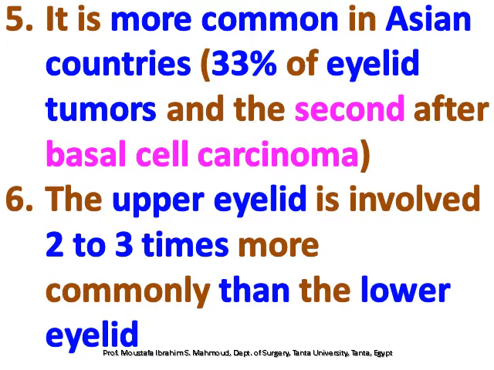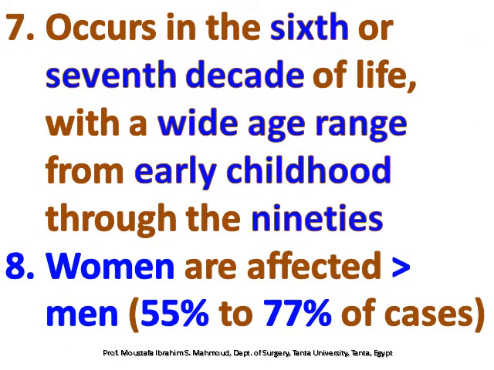The upper eyelid is involved 2 to 3 times more commonly than the lower eyelid. It occurs in the sixth or seventh decade of life, with a wide range from early childhood through the 90s. Women are affected more than men, 55% to 77% of cases.